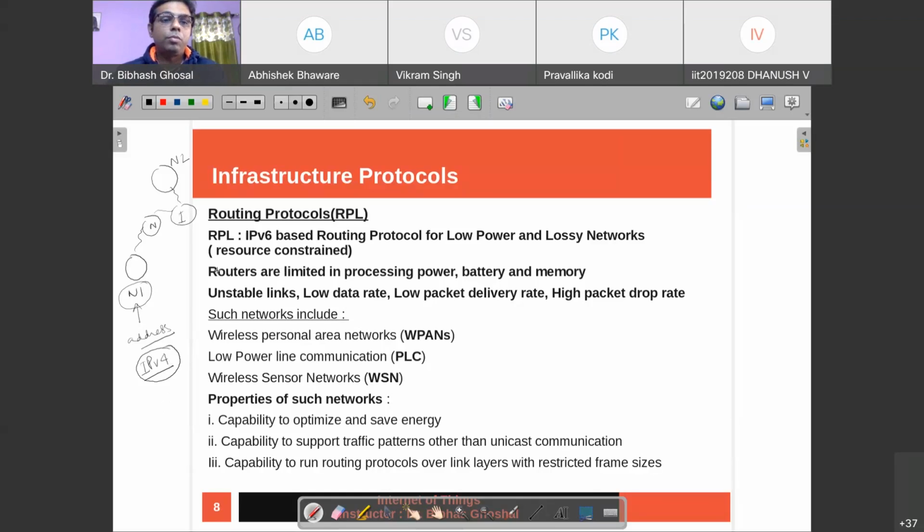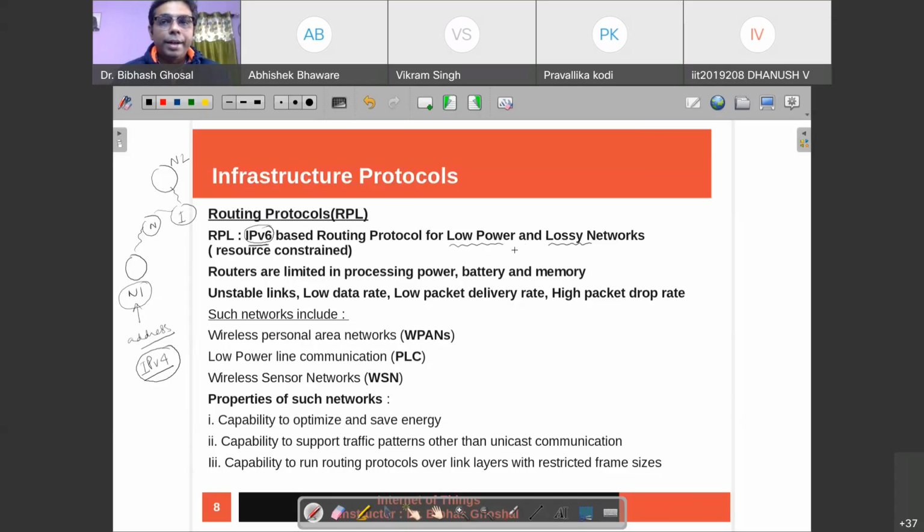So then we shifted to IPv6, which is again a 128-bit addressing scheme, and that is sufficient to cover all the devices that you would like to connect to the internet. So the problem is that this particular IPv6 packet, the data will be sent in the form of packets that has to be routed through a low power and lossy network. This is the problem. Why?